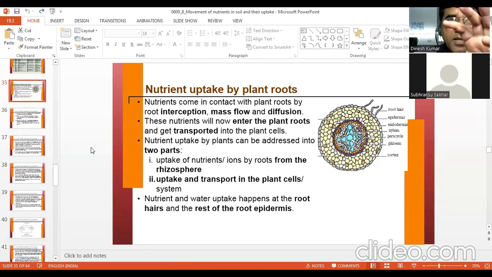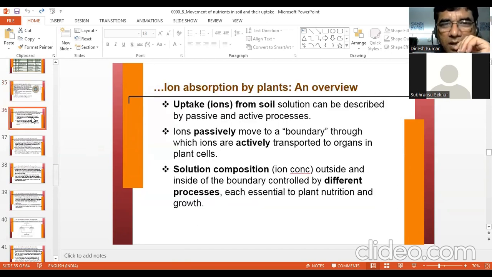Most of the water is taken by root hairs, but some water can be taken by other parts of the root. Similarly, most of the nutrient uptake is by other parts of the roots, but some nutrient uptake can happen by root hair also. That is the main point I could find from literature. Now, uptake from soil solution.